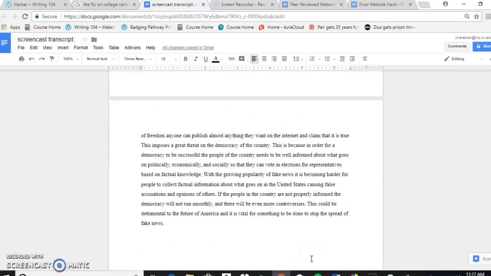But with the growing popularity of fake news, it's becoming harder for people to collect factual information about what goes on in the United States, causing people to make false accusations and form false opinions of others, whether they are the representatives of the country or of their state. So if the people in the country are not properly informed, the democracy will not run smoothly, and there will be even more controversies than already go on in the country, which is definitely not needed.